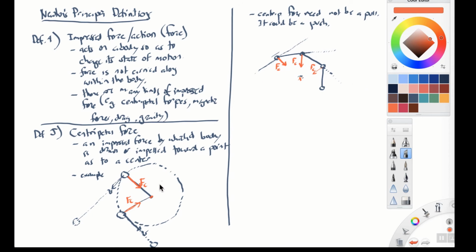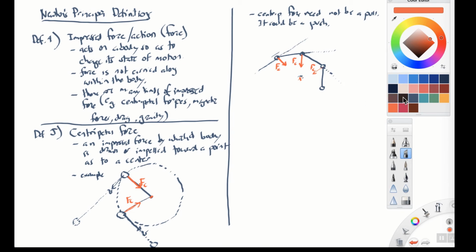So I guess the point I'm making here is a centripetal force doesn't have to be a pull by a string, and it doesn't even have to be continuously applied. Like in this case, the string is continuously applying an inward force. Here you have three separate discrete forces being applied to that puck as it's moving along, deflecting it, and the forces are being applied toward a center point.